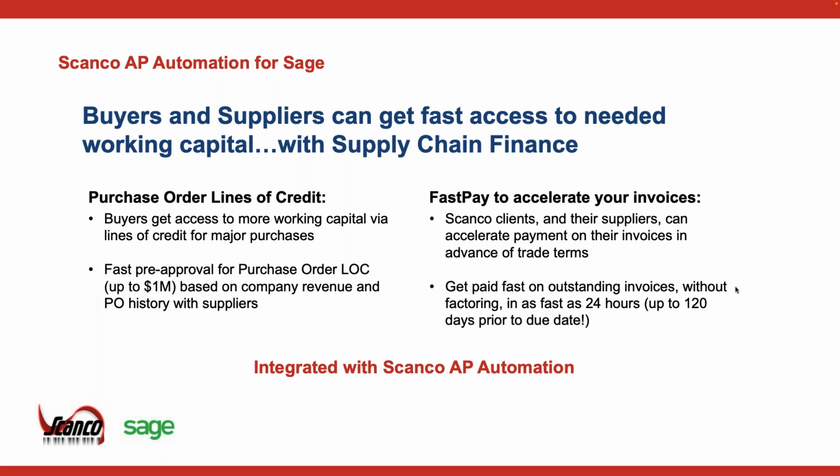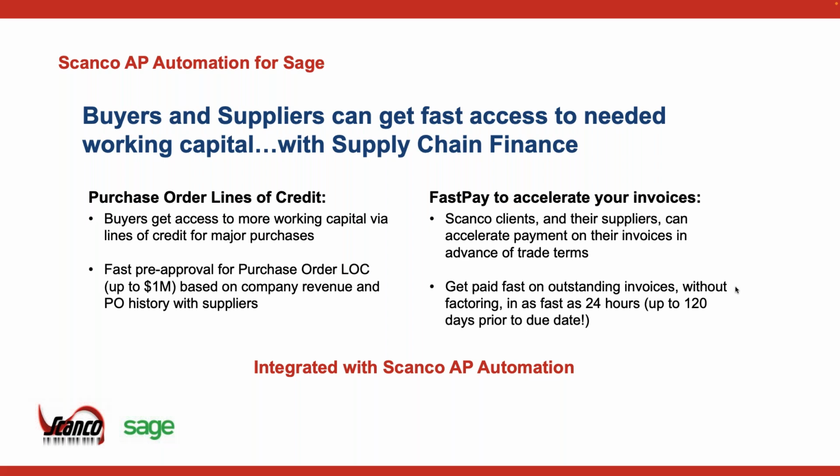One is a purchase order line of credit. If you have a purchase order with a company that you've been doing business with, and there's a history, you can get fast approval for an unsecured line of credit. There's no lien on your company. There's no UCC lien. It's an unsecured line of credit up to $1 million, just based on the fact that you have a history with the supplier and you have a PO in place.